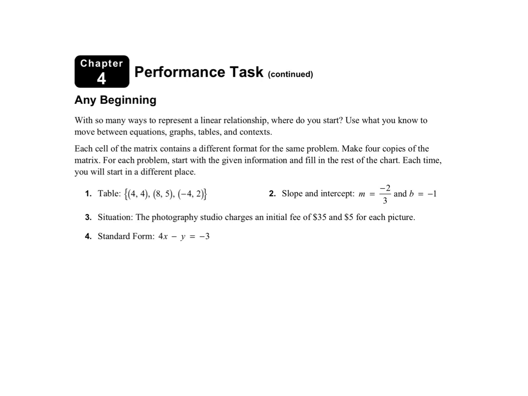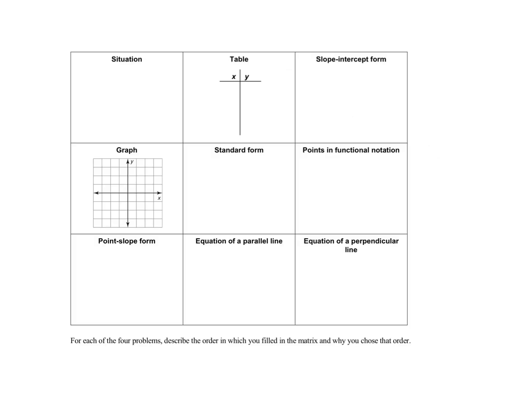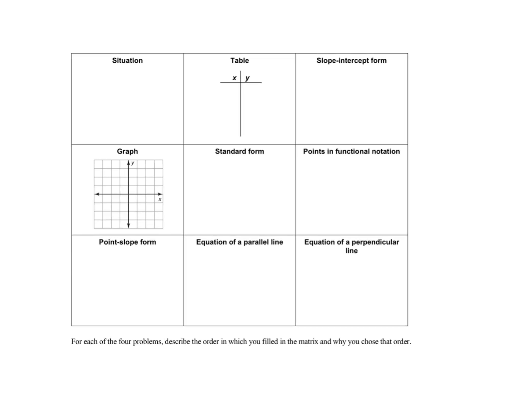So as we look at this, here's what we're faced with. So we're going to fill in this. Number 1, we're going to start with the table. Number 2, I think we were given the slope-intercept form. Number 3, we were given the situation. And number 4, we were given the standard form. So each of those you're going to start with. Here are some things to look at.